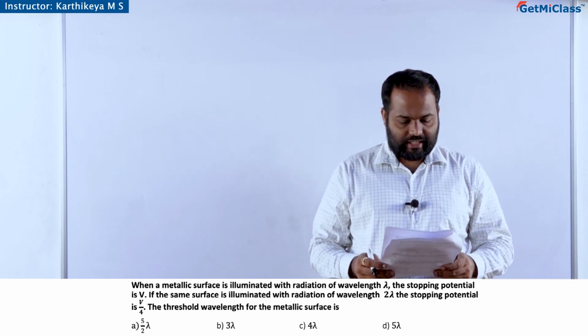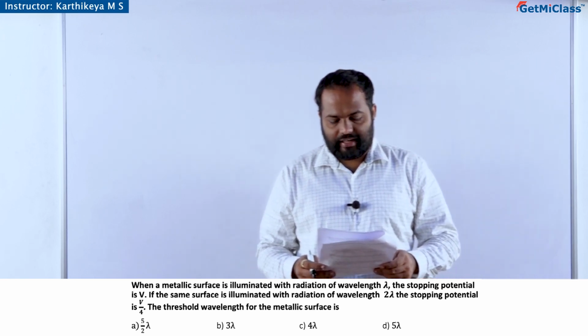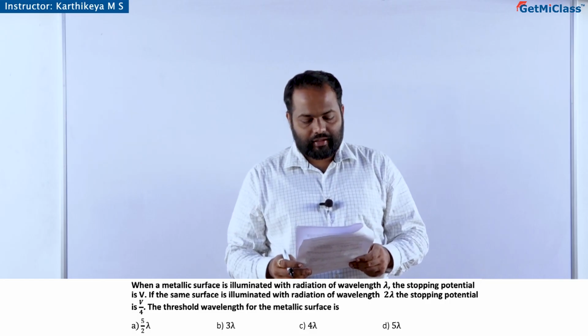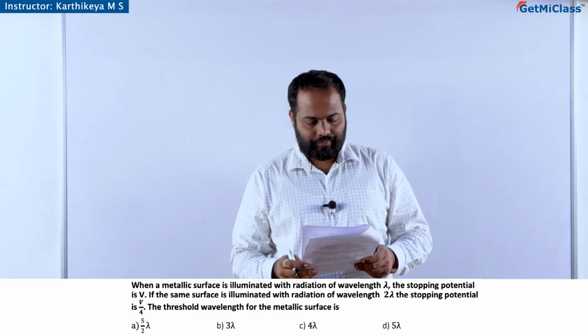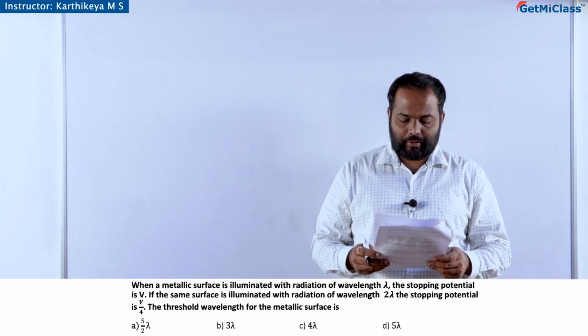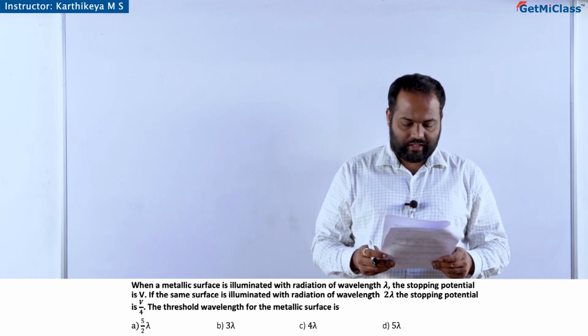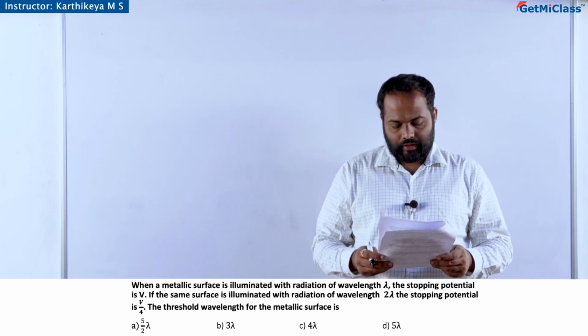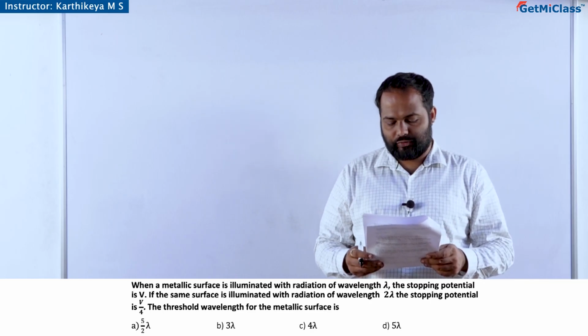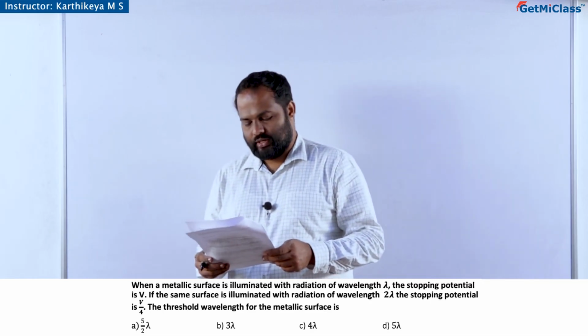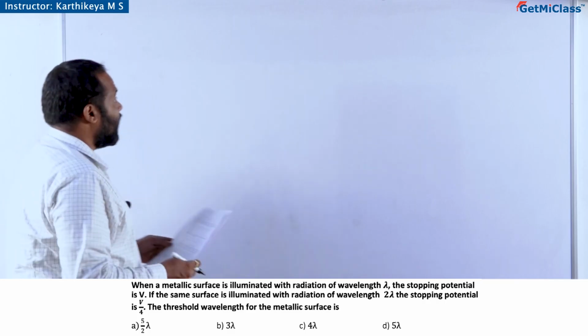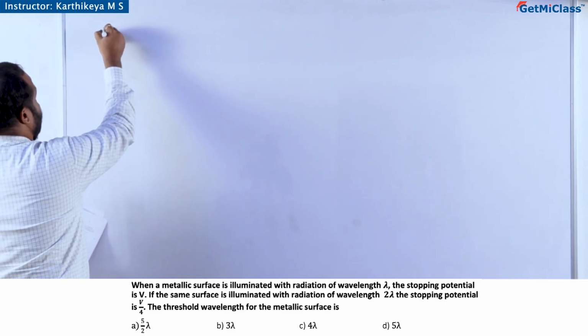When a metallic surface is illuminated with radiation of wavelength lambda, the stopping potential is V. If the same surface is illuminated with radiation of wavelength 2 lambda, the stopping potential is V by 4. The threshold wavelength for the metallic surface is... So, Einstein's photoelectric equation only we have to use.